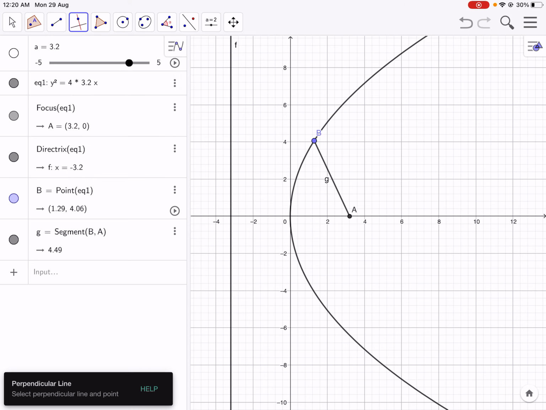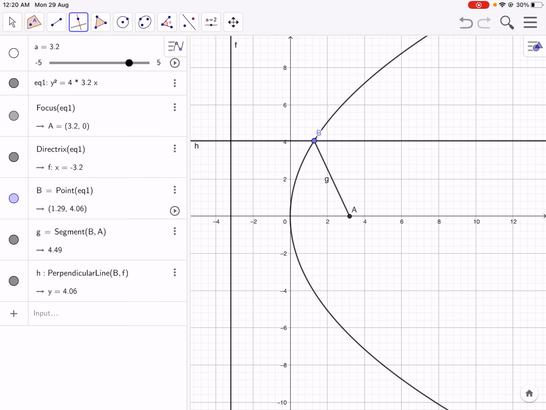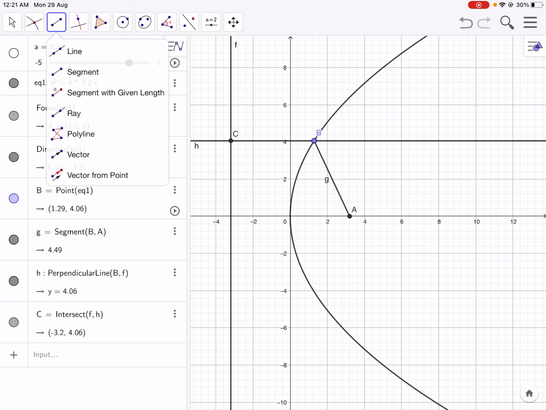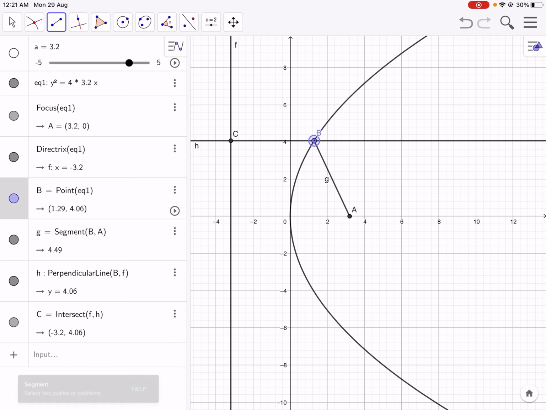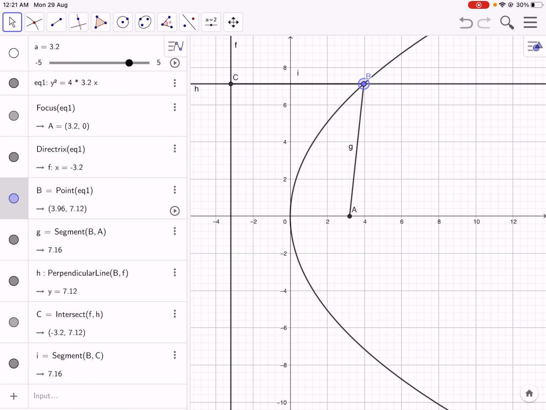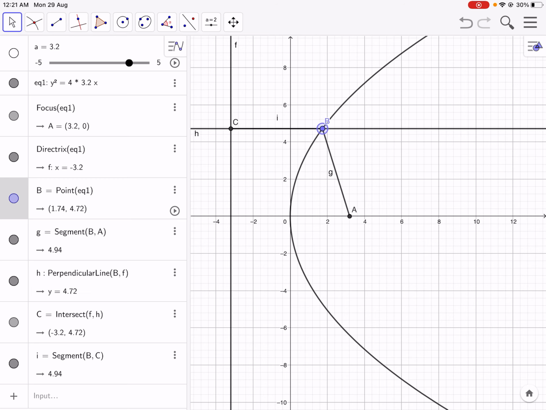How am I going to do this? Perpendicular line. Same as that distance there, 4.49 for both of them. And if I move that point to somewhere else, of course the distances get longer, but they're still equal. In that case it's 7.16 each. So that's one of the properties.